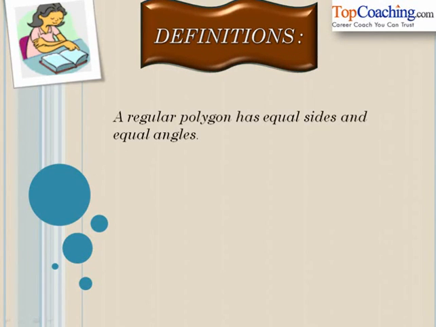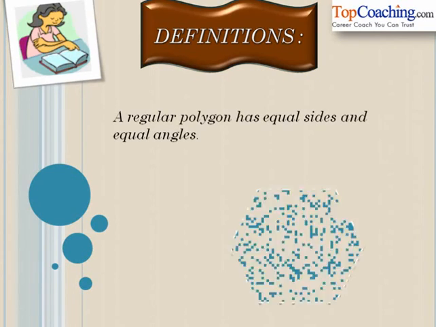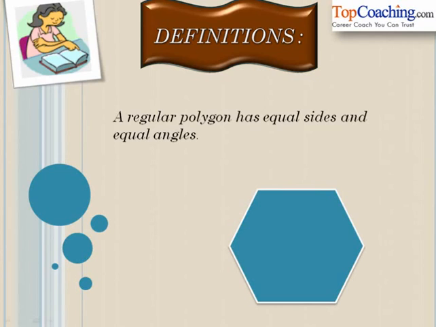A regular polygon has equal sides and equal angles. So what is a regular polygon? A regular polygon is a polygon which has equal sides and all the internal angles formed are equal to each other. For example, this represents a regular polygon. In this polygon, we can see that all the sides are equal to each other and all the internal angles are also equal to each other.